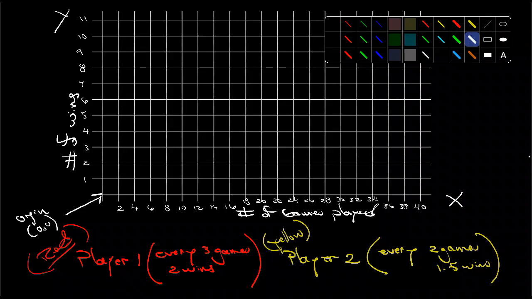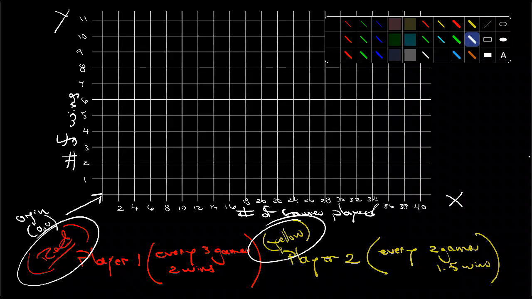So put up 50 points. All right, so what's it say here? It says red, and then player one. Every 3 games, there's 2 wins. Maybe they're playing Fortnite or whatever, who knows what kind of game they're playing. But every 3 games they play, they win twice. Now, notice that I did put red, and then on the other side here, I put yellow.